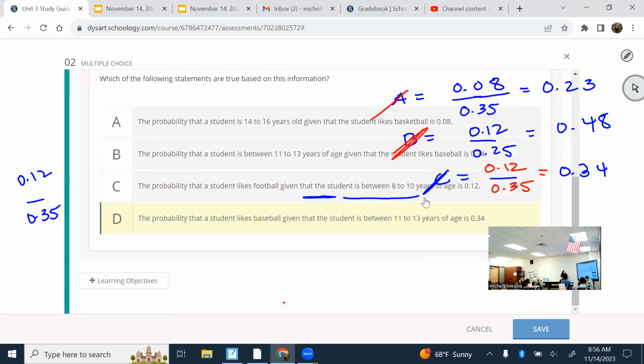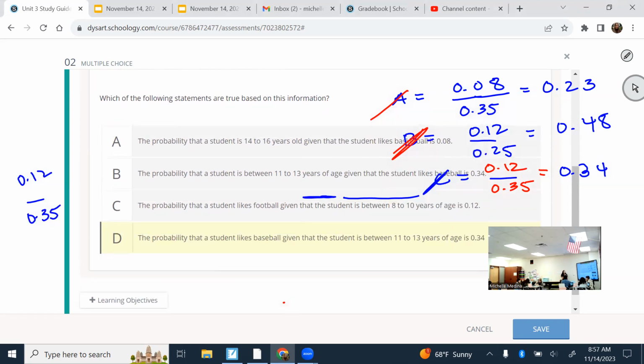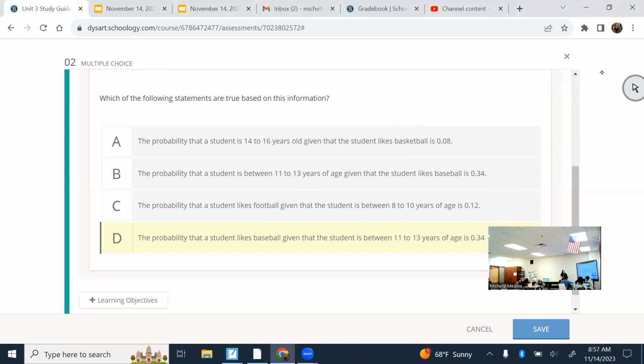It could be different on yours, but it's the one about a student liking baseball, given that they're between 11 to 13 years of age. You see how this D is different from the other D? They're almost exactly the same wording, but switched around. So anything that follows given that, among those, out of, that's your denominator. So that's question one. All right, questions on others?